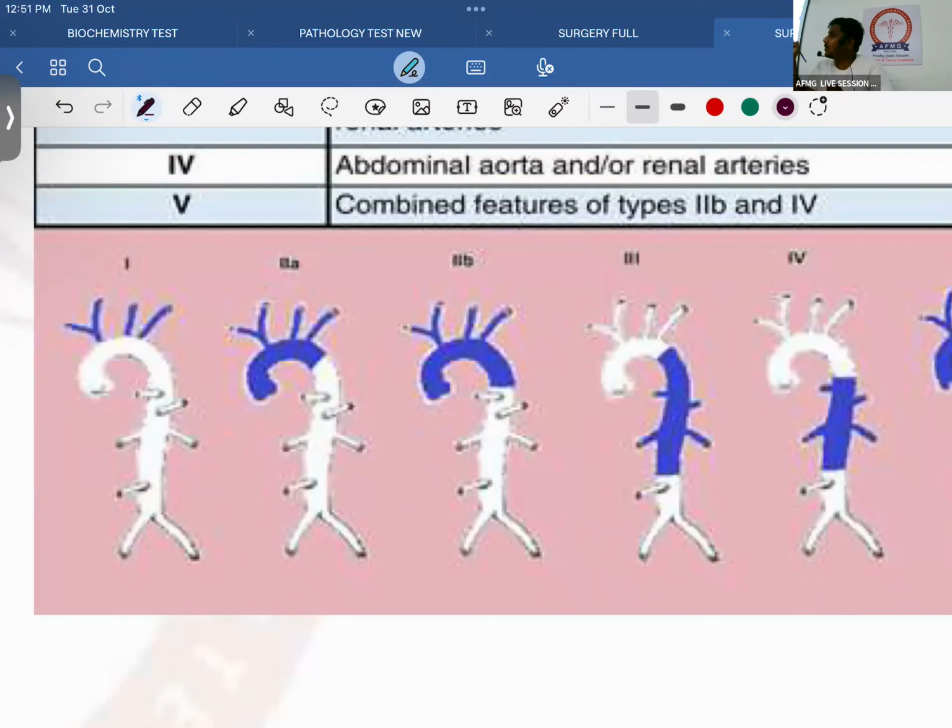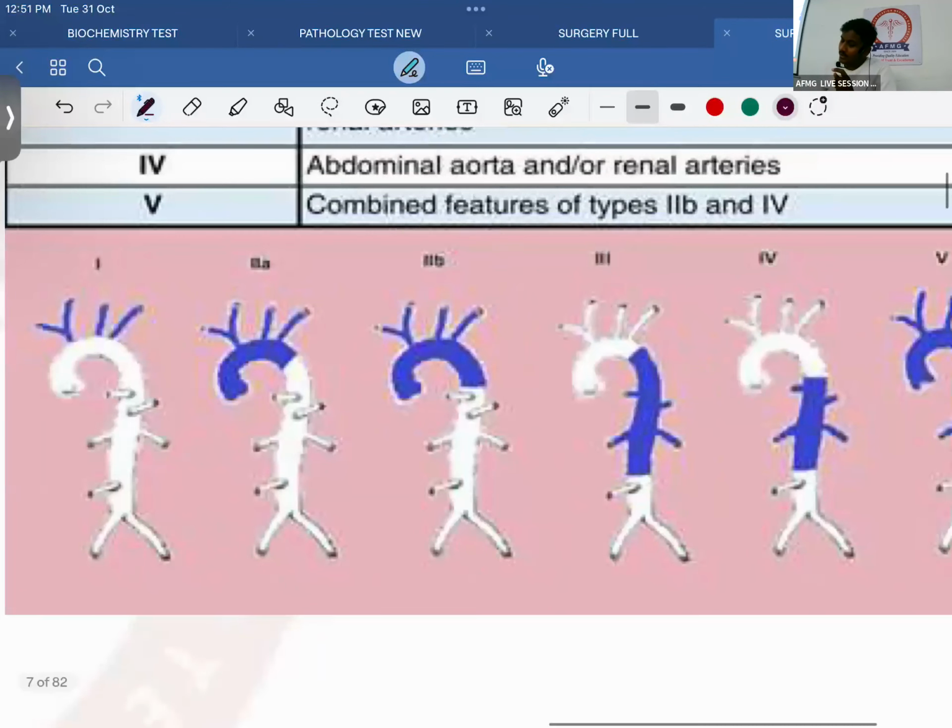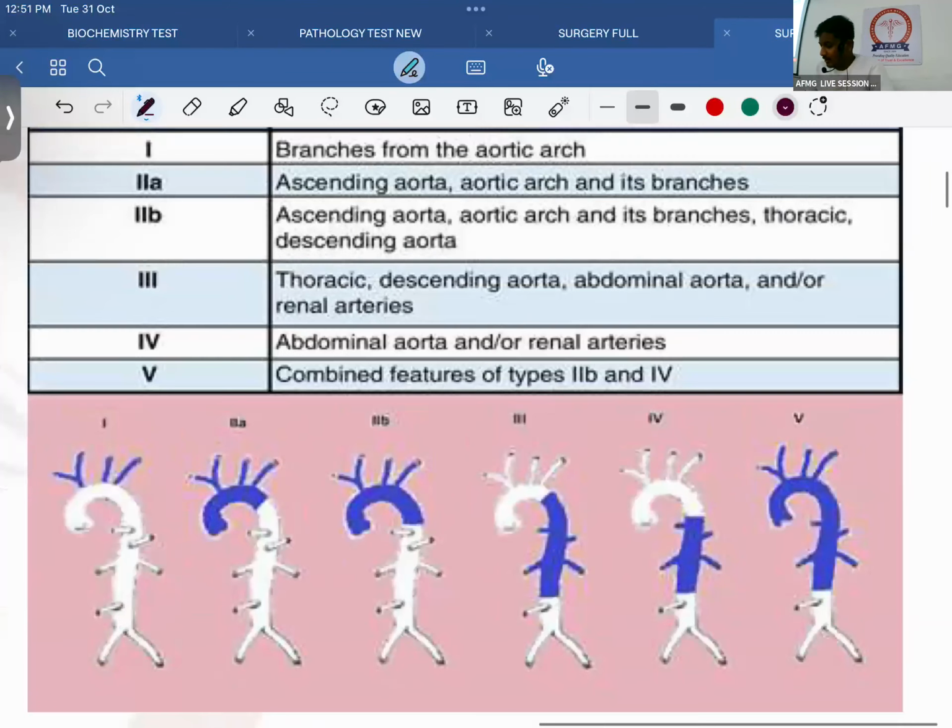As there is narrowing or blockage of these vessels, wherever these blood vessels are going to supply, will blood supply be more or less? Decreased blood supply will be there, and that is the reason the patient will have all the problems. These are the various types of Takayasu arteritis.